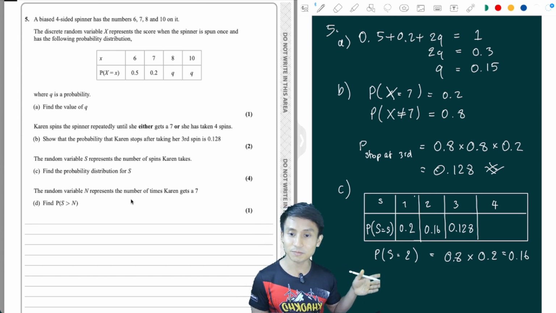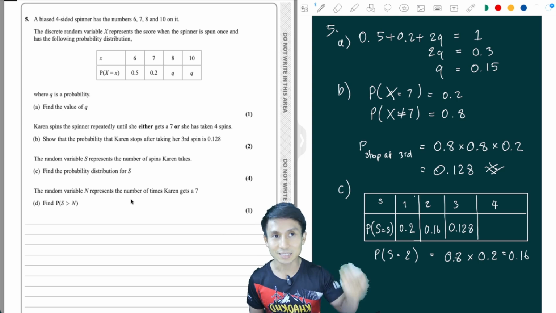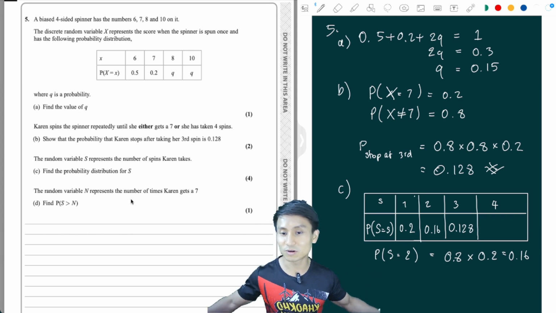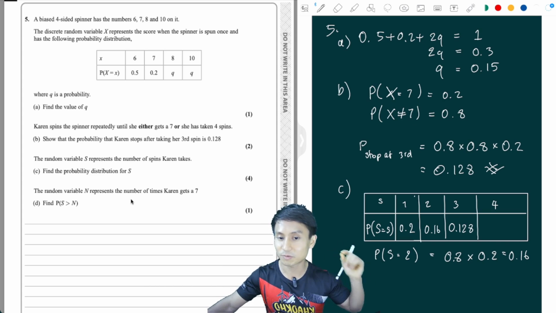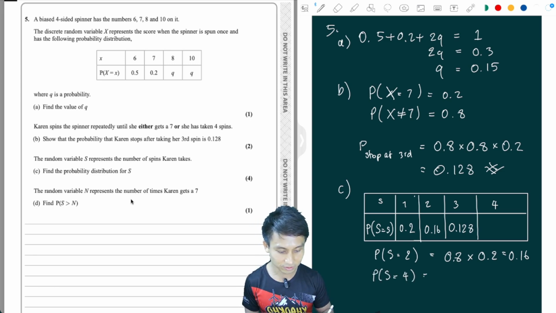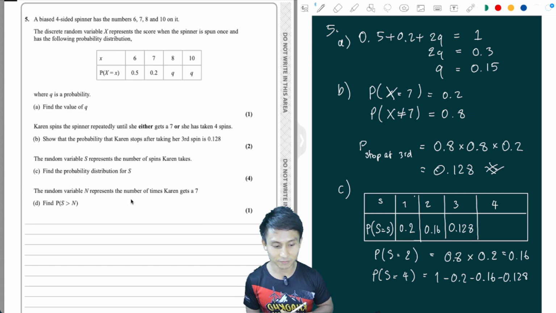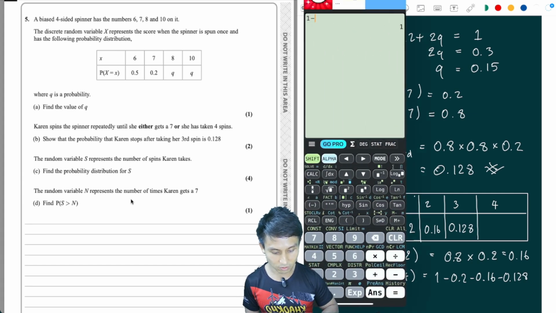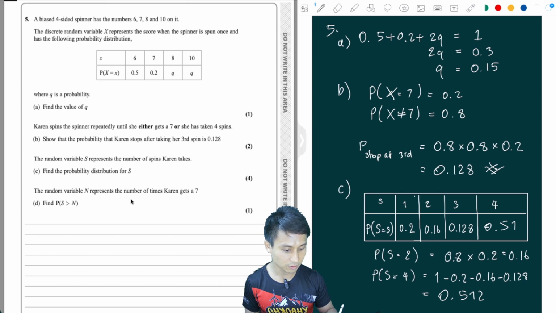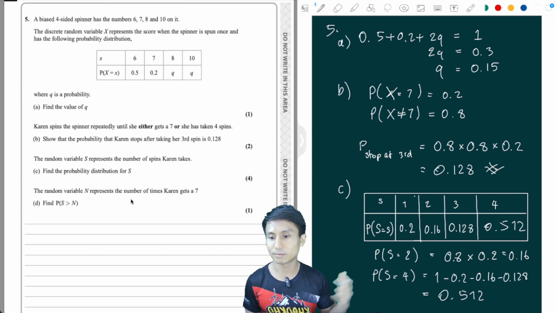And the number of spins being 4 doesn't mean that she gets a 7 on the fourth spin, but she could also not get a 7 on the fourth spin. So there is no 5 or 6 or 7 for the value of S because she stops. So on the fourth spin, whatever she gets, she stops spinning. We can calculate that by just subtracting everything else from 1, yeah? So that includes get and not get a 7, yeah? We're just going to use a calculator for that. So 1 minus 0.2 minus 0.16 minus 0.128. That is 0.512. Okay, we put it here. That's it. Okay, so I'm done with the probability distribution because that's what it is, the table.